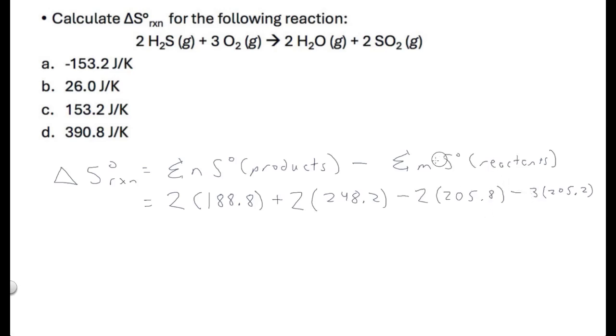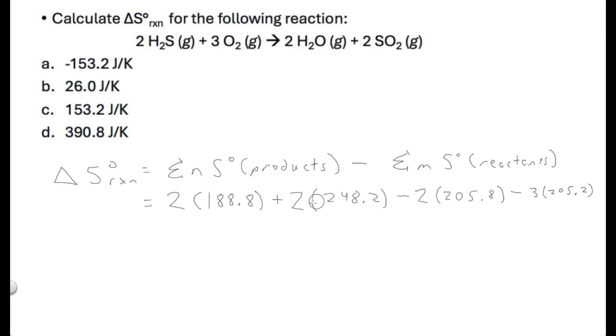But I think it's easier just to add each term for the products and subtract each term for the reactants. That way, otherwise we're cluttering things up with a bunch of brackets. So what you said was mathematically correct, but it might be simpler just to write it like this.